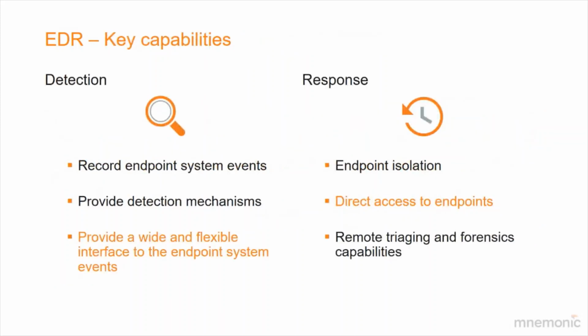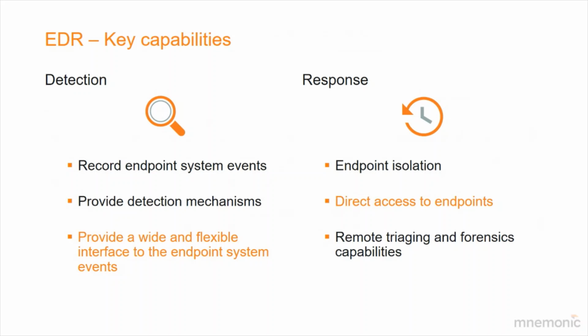This is mostly a reiteration of the last slide, but a bit more structured. On the left-hand side, we have detection key capabilities, with the first 2 points already mentioned: the ability to record system endpoint events and providing detection on top of that. It's very important that detection mechanisms are flexible enough to work in day-to-day operations, but also for incident response and more heavy-duty engagements.